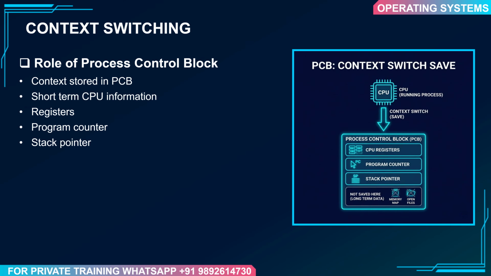This is where the process control block comes back into the picture. During a context switch, the operating system saves the current context of the running process into its PCB. This is not about storing long term data like memory allocation or open files, which you already understand. It is about storing short term CPU related information so the process can resume later without confusion.